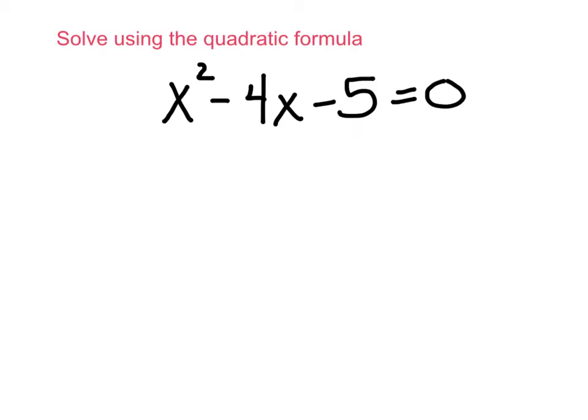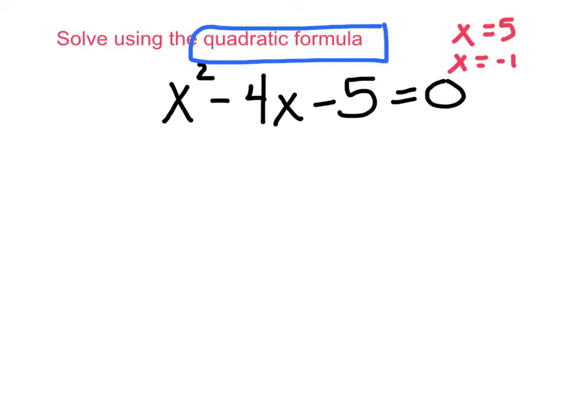Alright, so we're going to solve using the quadratic formula. Now notice this is the same equation. So if you look back, what were our answers that we had before? We already know what the answers should be. When we factored it, we said it's x minus 5 and x plus 1. So I had x equals 5 and x equals negative 1. So I know I should get the same answers. We're just going to solve it differently using this quadratic formula.